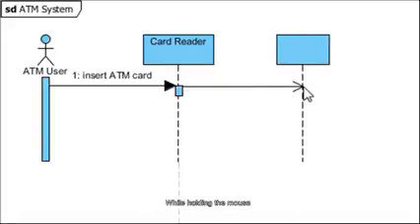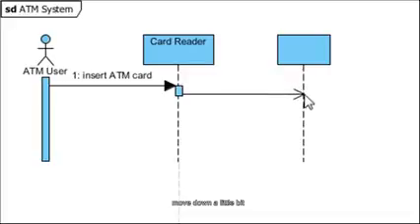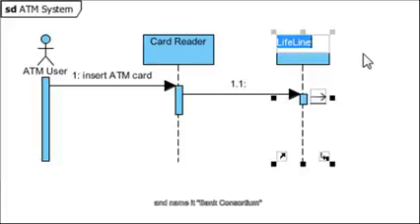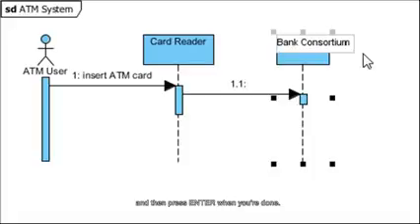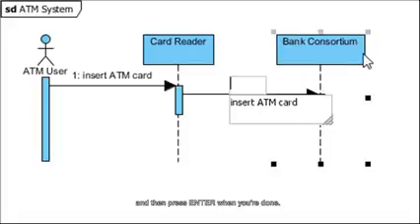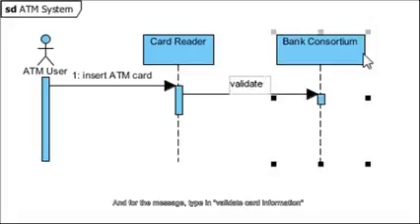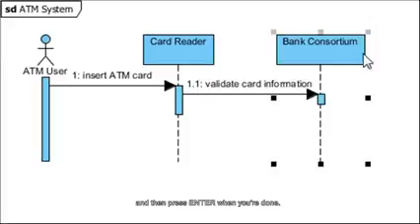While holding the mouse, move down a little bit and then release your mouse button and name it Bank Consortium and then press enter when you're done. And for the message, type in validate card information and then press enter when you're done.